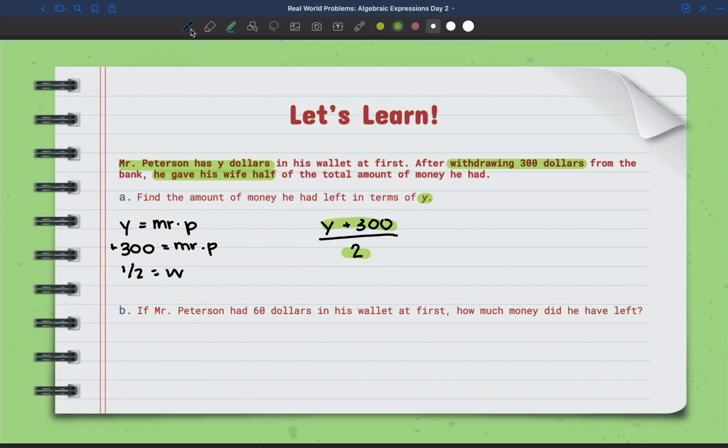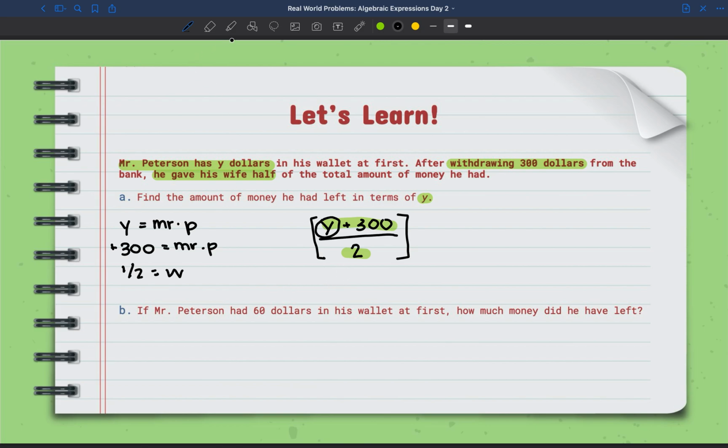And remember, you always want to keep in mind that when we have a term, so this is our term, and there's an unknown quantity, which right here is Y, it'll always be represented by a variable. So Y is our variable in part A.